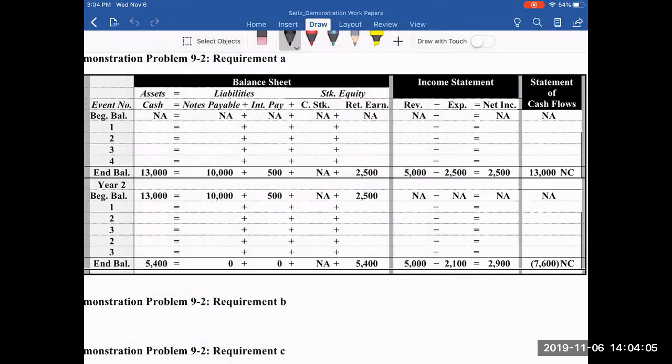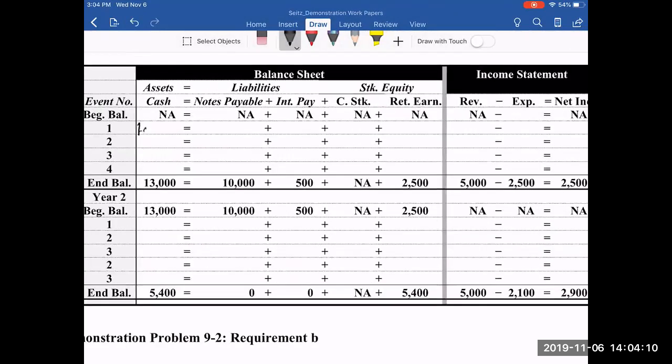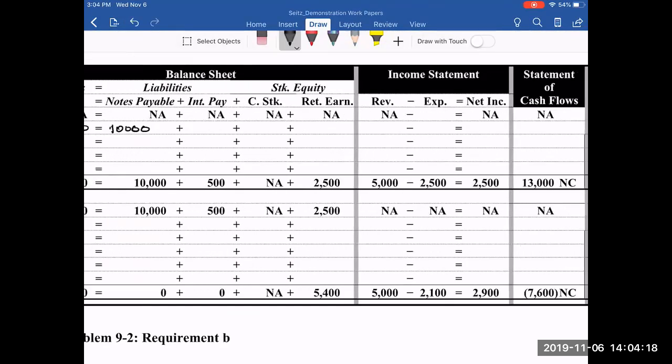All right, so year 1, you receive the $10,000 in cash. So that's an increase in cash, but also an increase in notes payable. So those affect the balance sheet. There's nothing here on the income statement. And then for the statement of cash flows, there is no statement of cash flows.